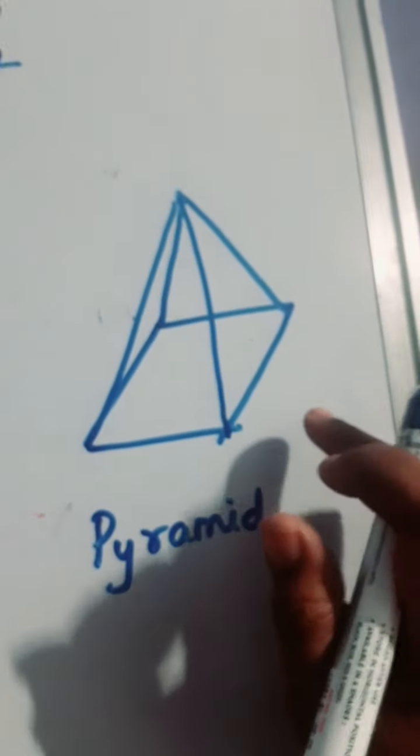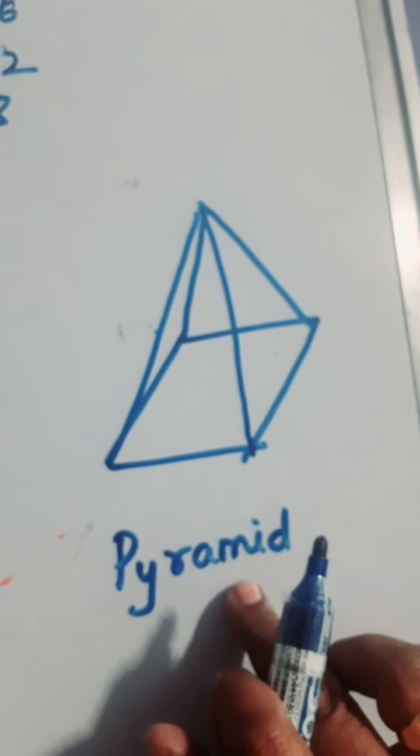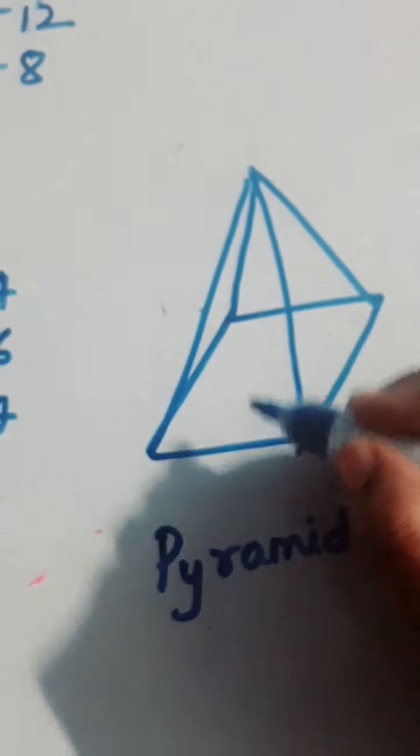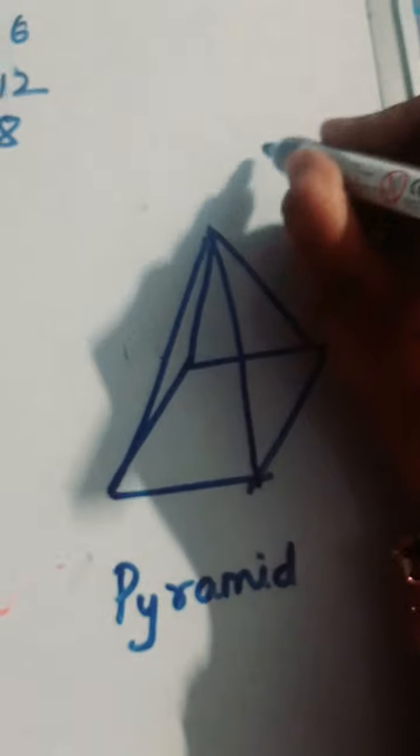Children, the next 3D shape is the pyramid. The speciality of the pyramid is that it has a square-shaped base, children, and the other faces are triangular in shape. So how many faces are there in a pyramid?